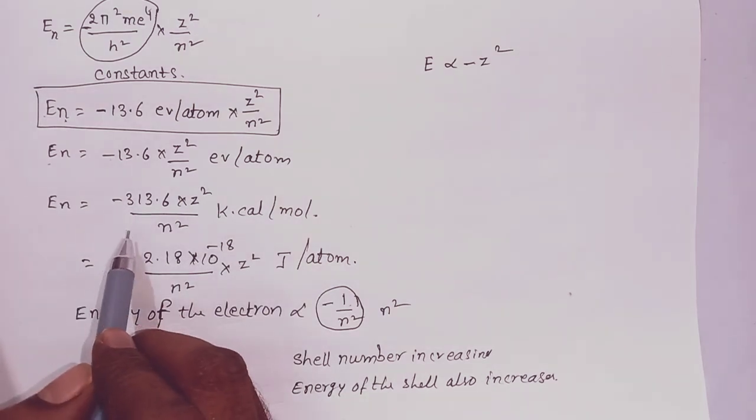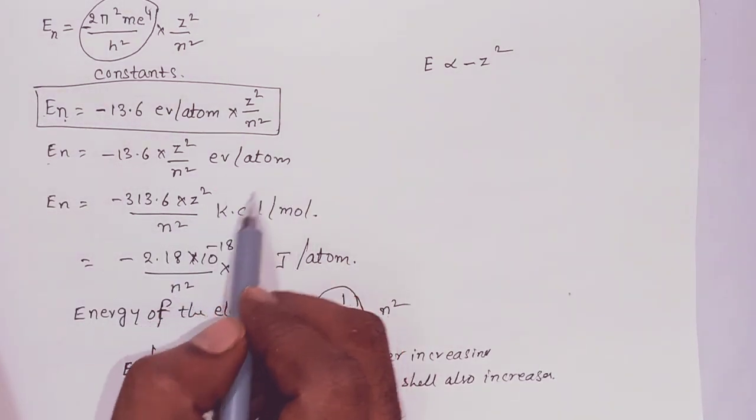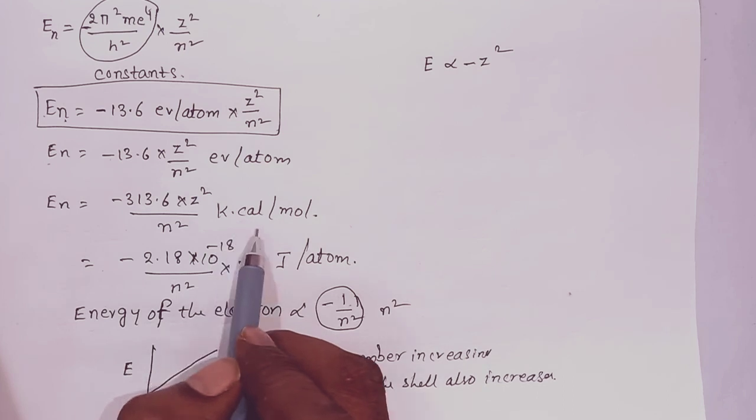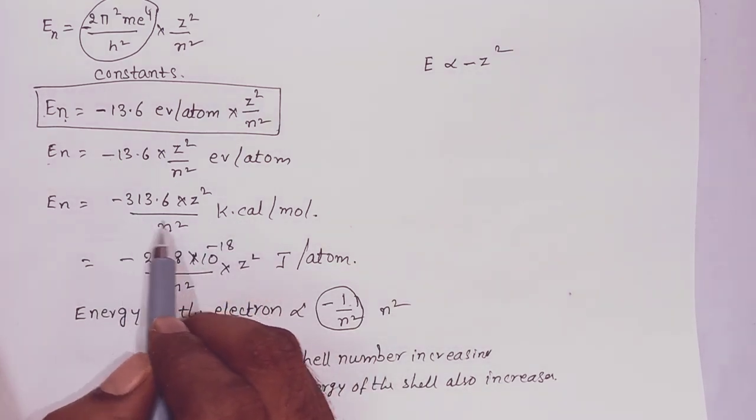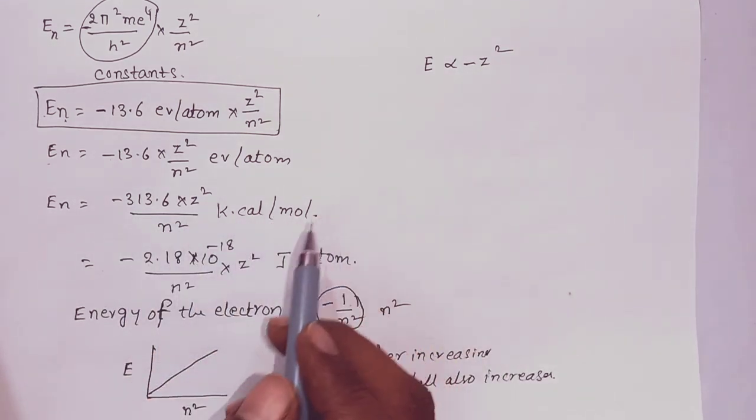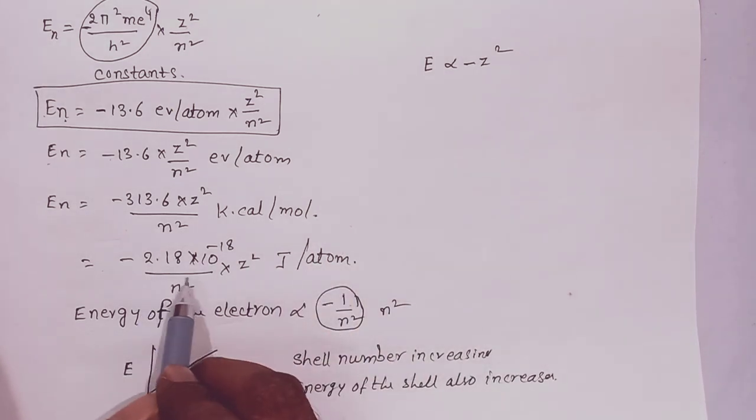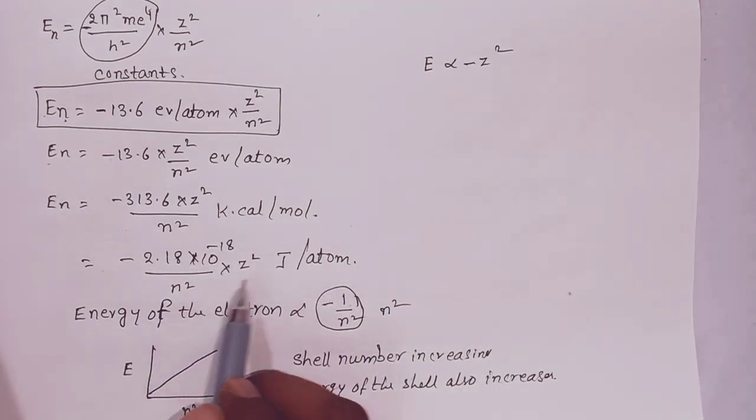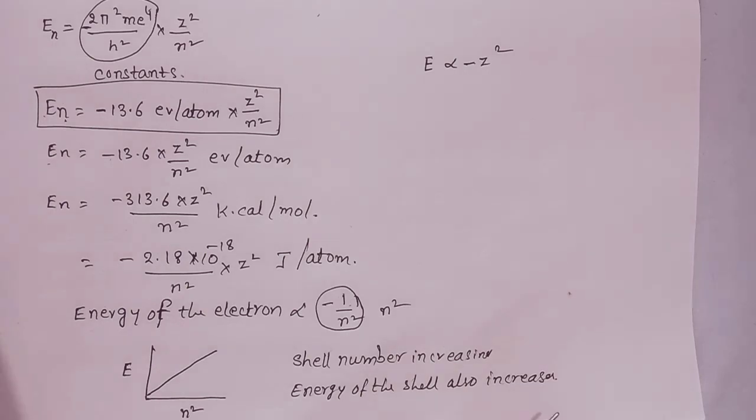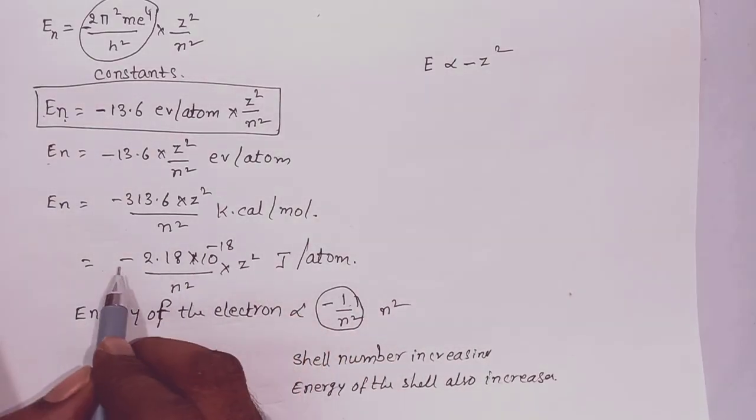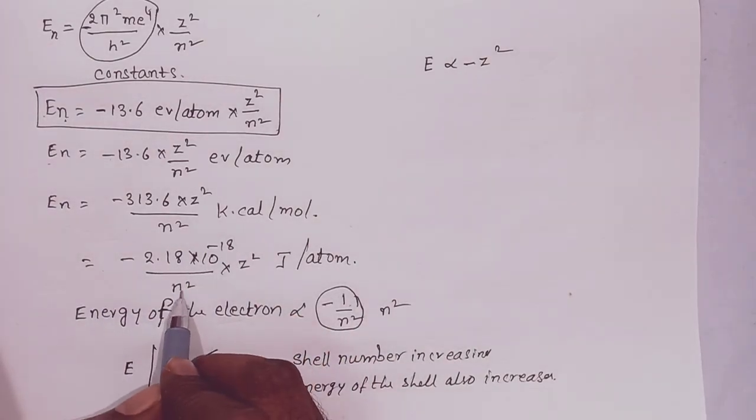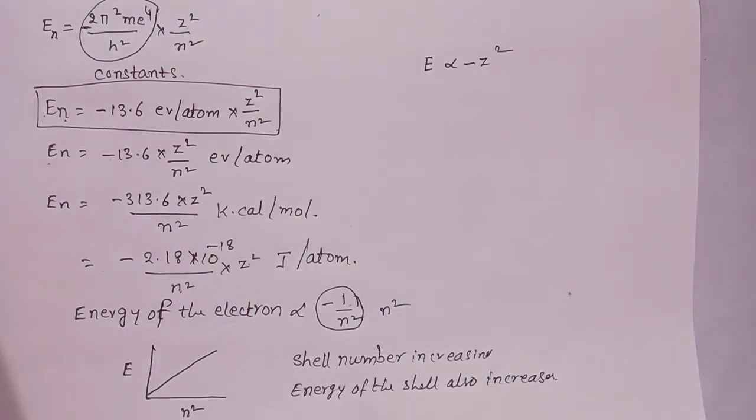So now En equal to this is electron volt per atom. Then if you want to write in kilocalorie, you will write minus 313.6 into Z square by n square. Otherwise, if you want to write joule per atom, minus 2.18 into 10 to the minus 18 into Z square by n square. Okay? If you draw the graph, since there is a minus here, one is directly proportional and the other becomes inversely proportional.